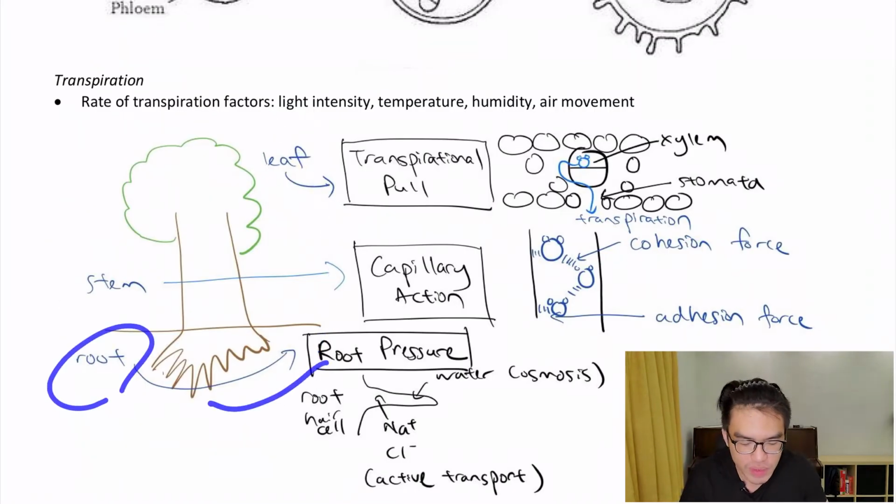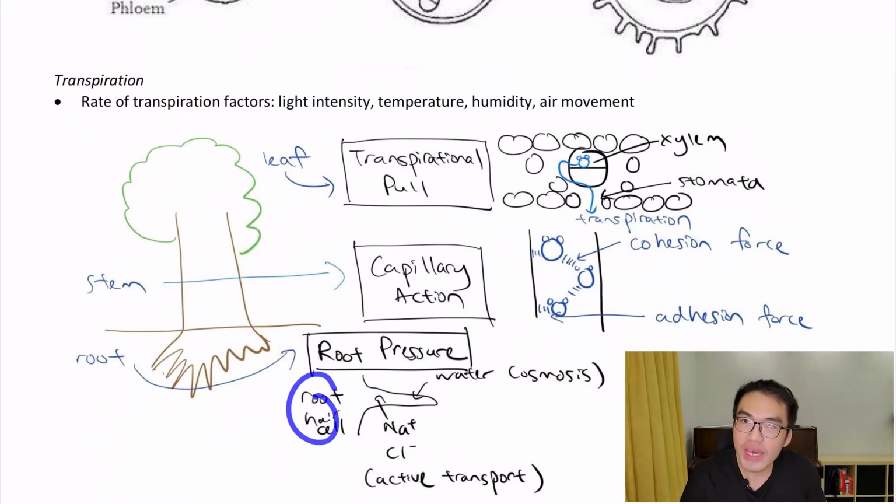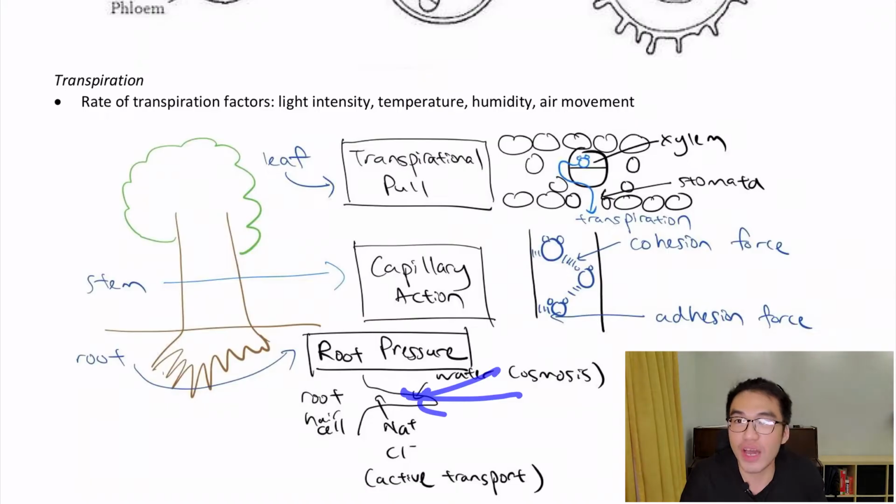Inside your root, you have something called root pressure. When your root hair cell pumps salt in by active transport, they turn very salty, so water will move in via osmosis. This is your root pressure.